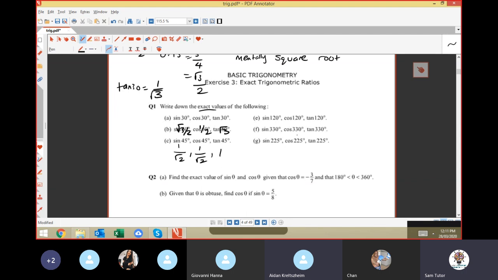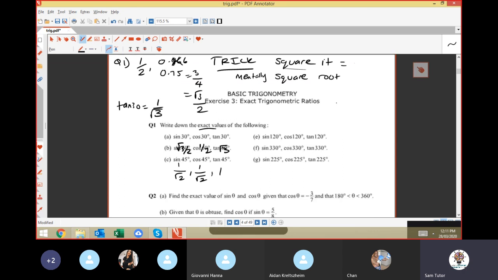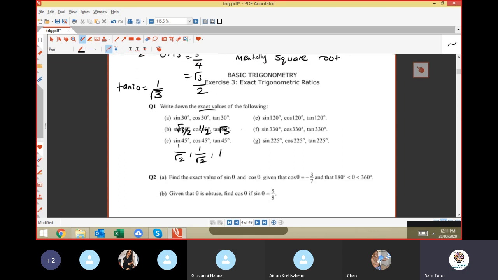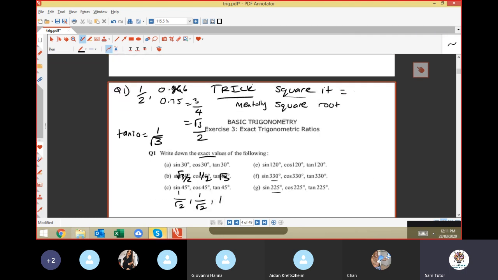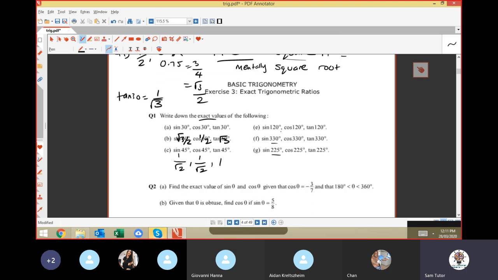Easy. Okay. So when your teachers teach you the triangle, you completely ignore that. We're not doing the triangle because your triangles won't work for angles that are bigger than like 180 degrees. So that triangle is useless. The way you guys are doing it is my little trick here. Square it, mentally square root it. Okay?